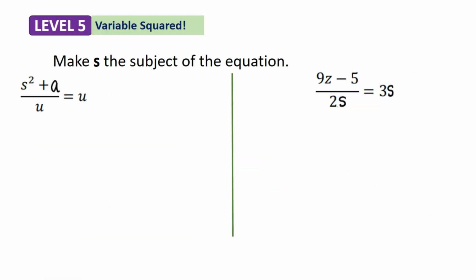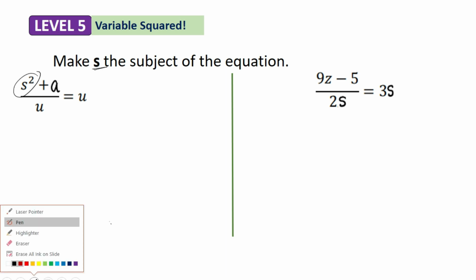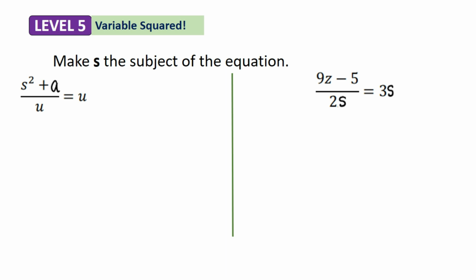In level 5, we will discuss the case where the variable that needs to be the subject is a squared value. So that will be the last type of questions that we will discuss today. Make s the subject of the equation, and you have here s squared plus a over u equals u. So step 1 is where you cross multiply. So s squared plus a is equal to u squared. To make s squared the subject, I have u squared minus a here. I'm shifting this plus a to the other side. And you can see s squared is u squared minus a.